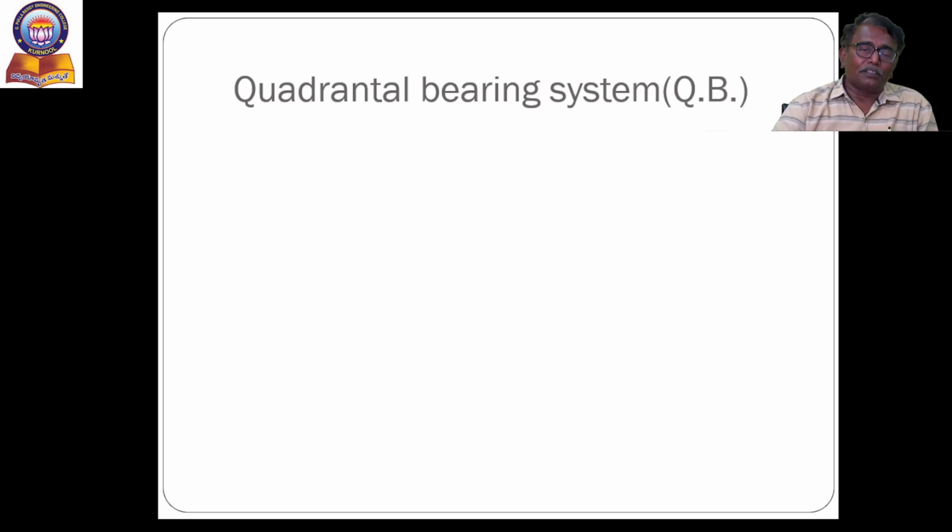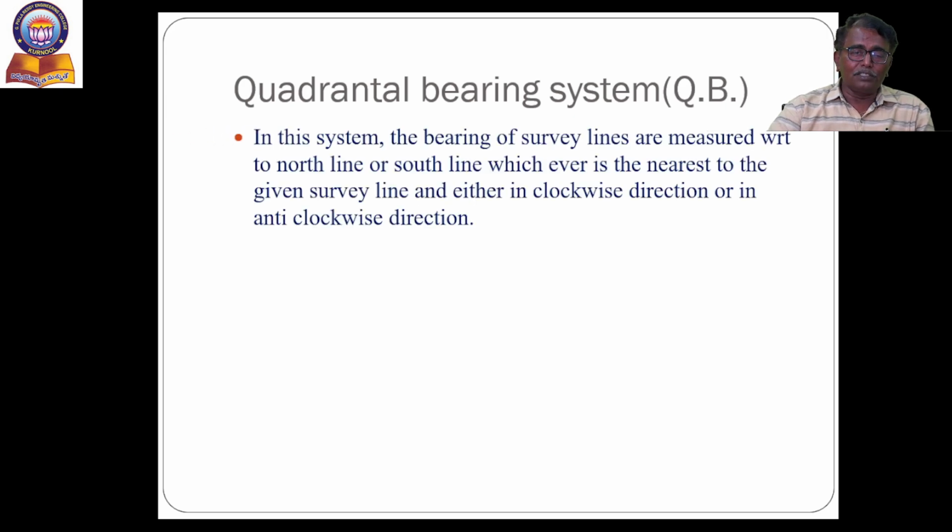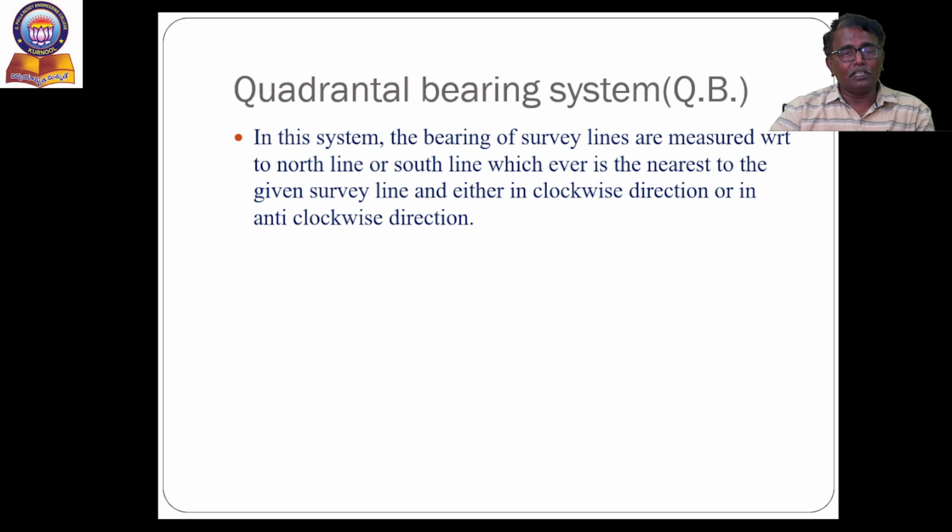The second variety of system is the quadrantal bearing system. In this system, the bearings of survey lines are measured with respect to the north line or south line, whichever is nearest to the given survey line, and either in clockwise direction or in anti-clockwise direction. These measurements can be made by using the surveyor's compass. The prismatic compass is not suitable here. Here we have to use the surveyor's compass.